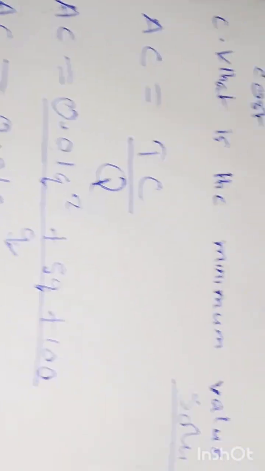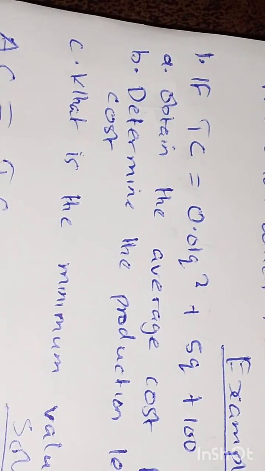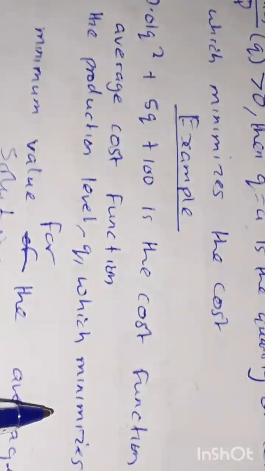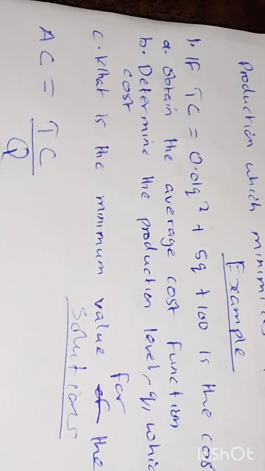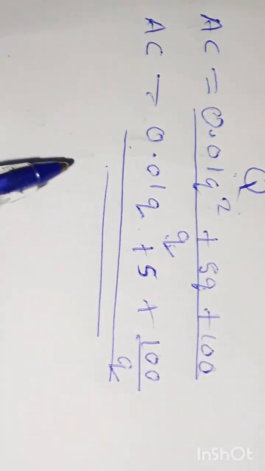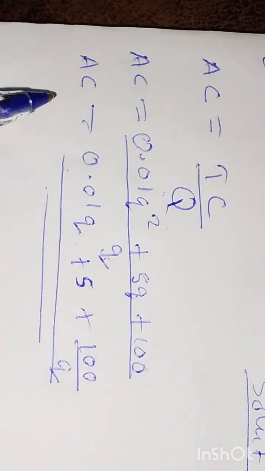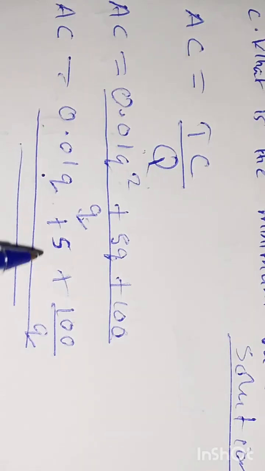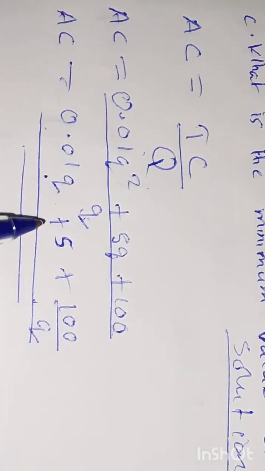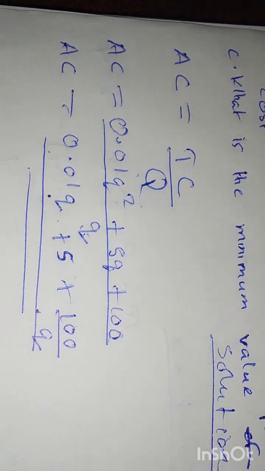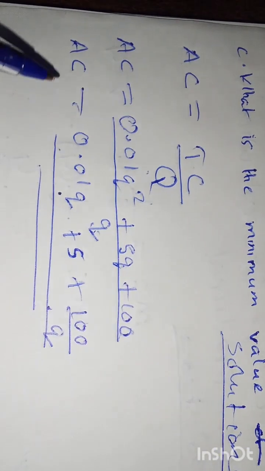Then we move on to example 2. The example is saying determine the production level q which minimizes the average cost. How can you go about this one? For this one, you have to find the differentiation of average cost. So you have to differentiate average cost, you have to differentiate this one, AC.